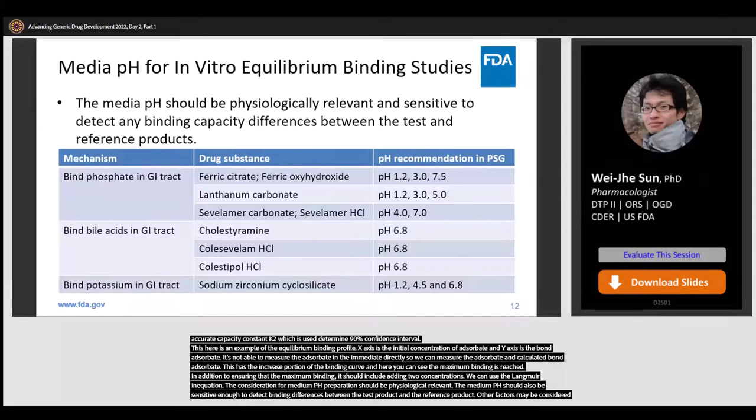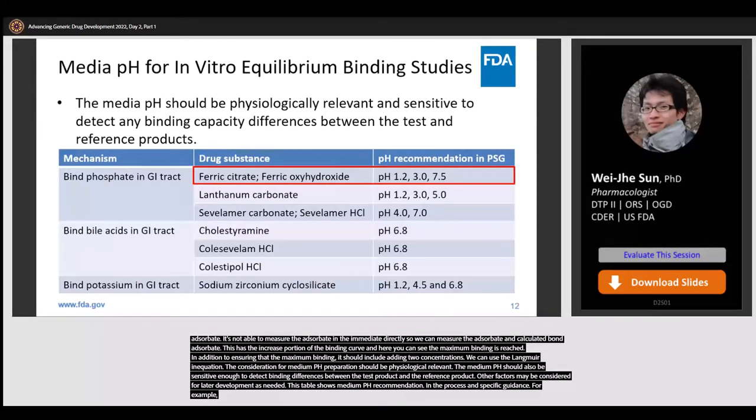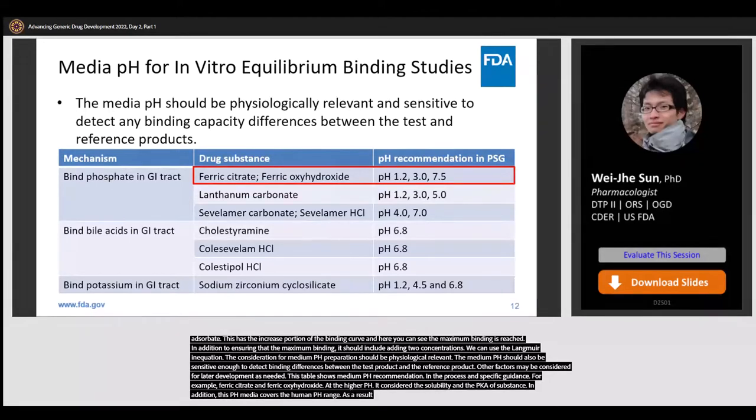This table shows the medium pH recommendations in the product-specific guidance. For example, for ferric citrate tablet and ferric oxyhydroxide chewable tablet, the product-specific guidance recommends pH 1.2, 3.0, and 7.5 for the adsorbate medium. This is because the binding ability of the drug substance to phosphate is affected by medium pH. The drug substance has higher binding ability at low pH and lower binding ability at high pH. It considers the solubility and the pKa of the drug substance. In addition, these pH media cover the human GI tract pH range. As a result, these three pH values are recommended for adsorbate media preparation.